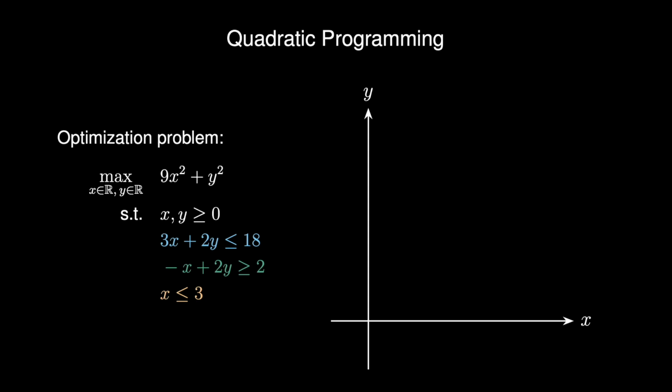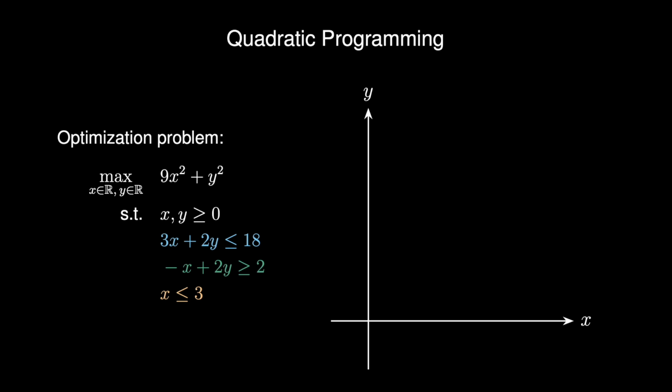Quadratic programming is an optimization technique that minimizes a quadratic function subject to linear equality and inequality constraints. In this video, we extend quadratic programming into mixed-integer quadratic programming. Let's start with a quadratic programming problem.